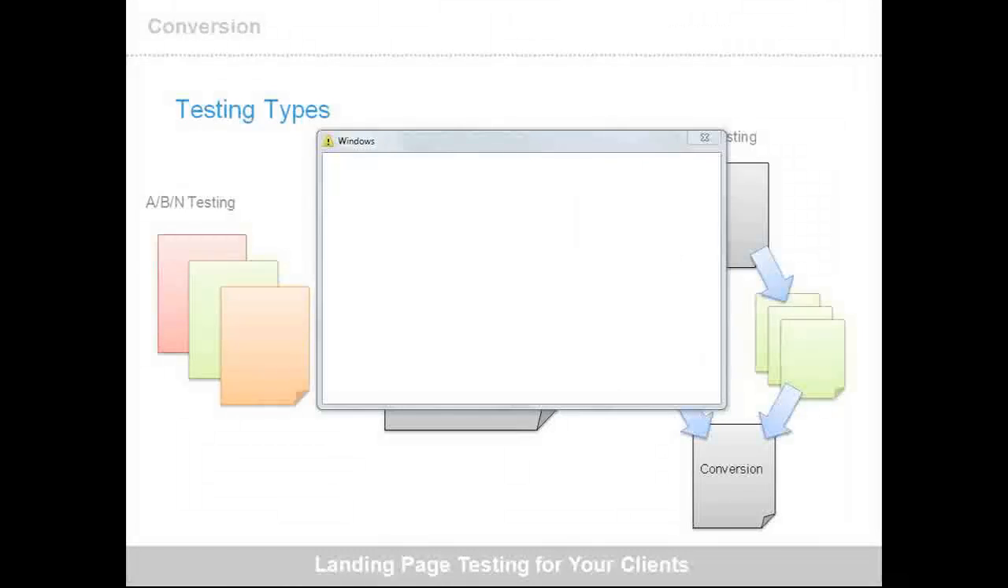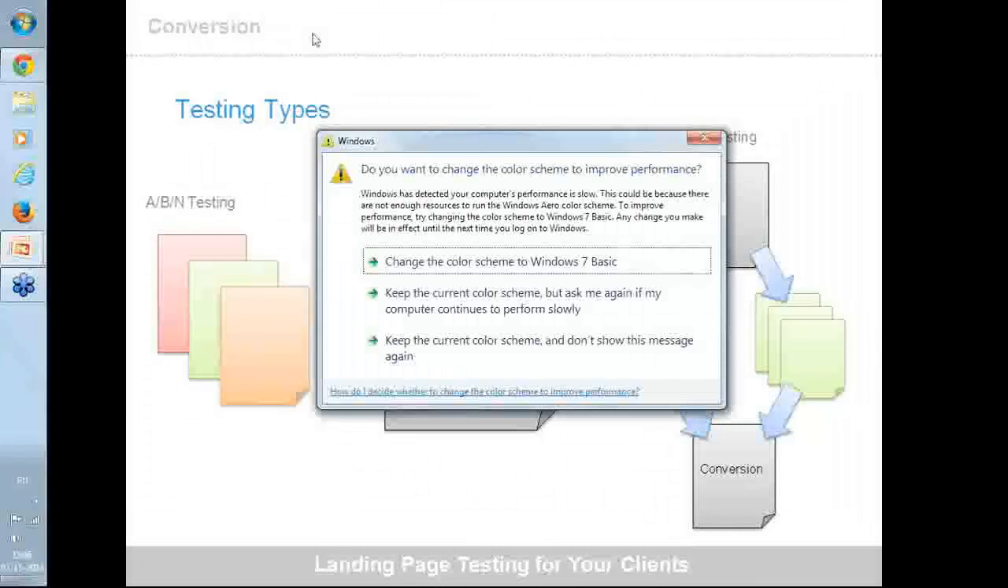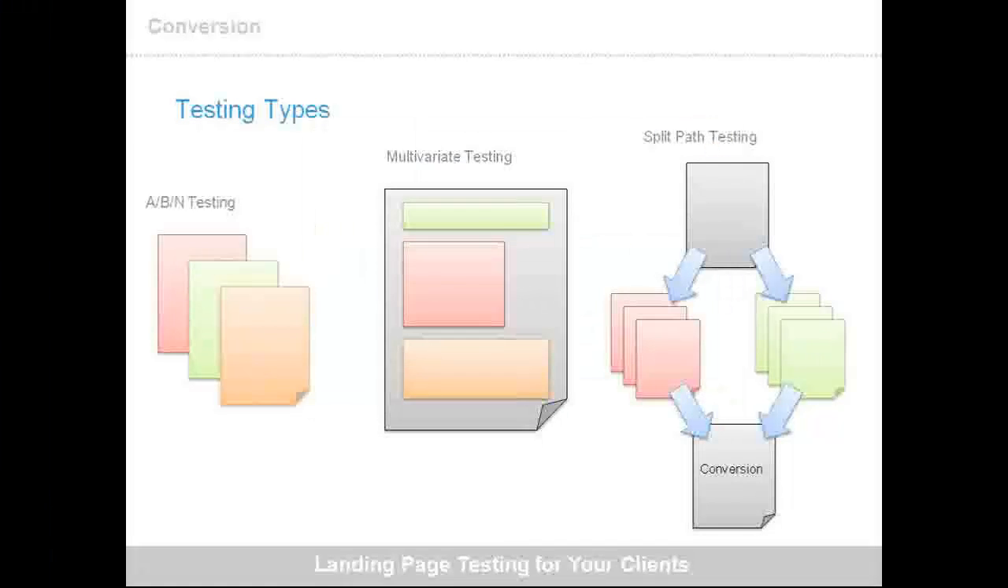Okay, so these are your three testing types. You have A/B/N testing, multivariate testing, and split path testing. Now, just to take you quickly through what all three of these mean. Split path is something that quite a few of you will already be aware of. A/B testing is the first thing that we try out when we consider something like testing a landing page.